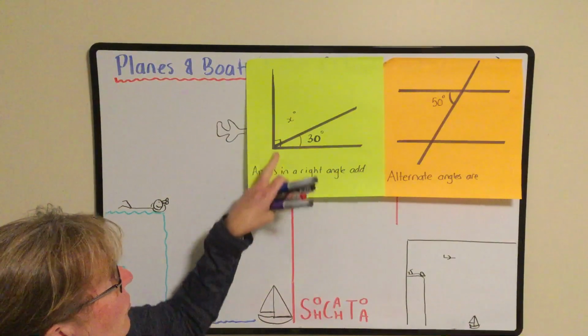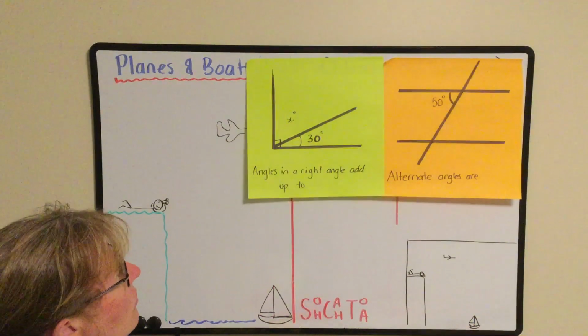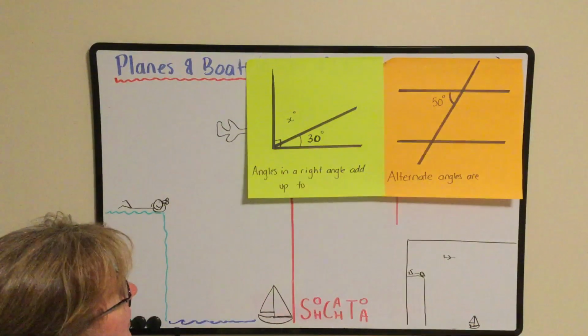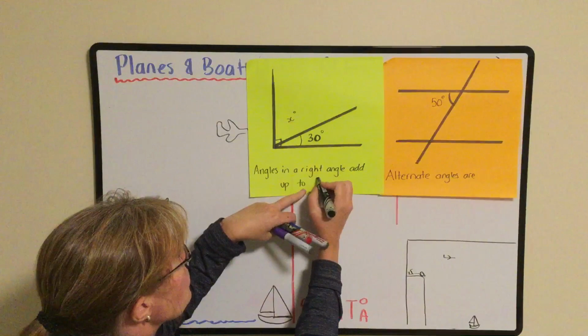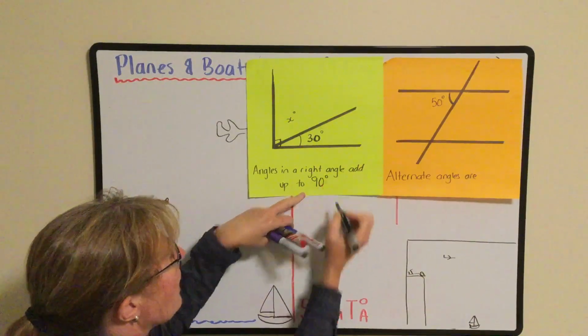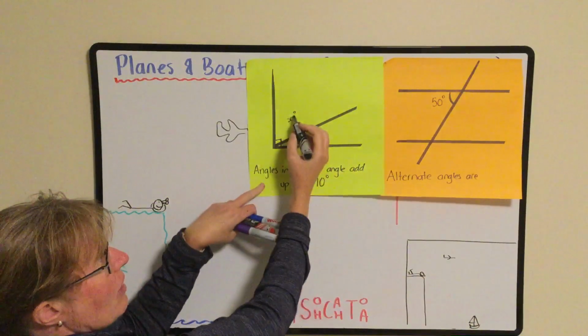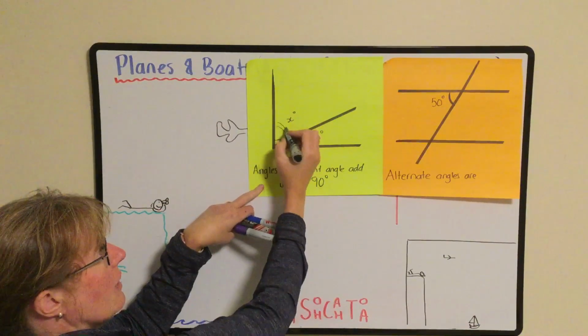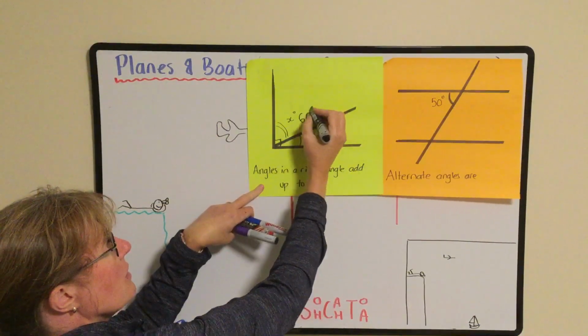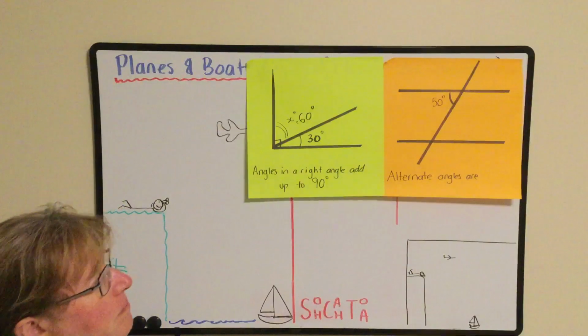I hope you can see that we've got a right angle here, and we know that the total number of degrees in a right angle is 90 degrees, so those two angles are going to add up to 90 degrees, and I hope you can see that that makes this value of x, this angle in here, 60 degrees. So x would be 60 degrees.